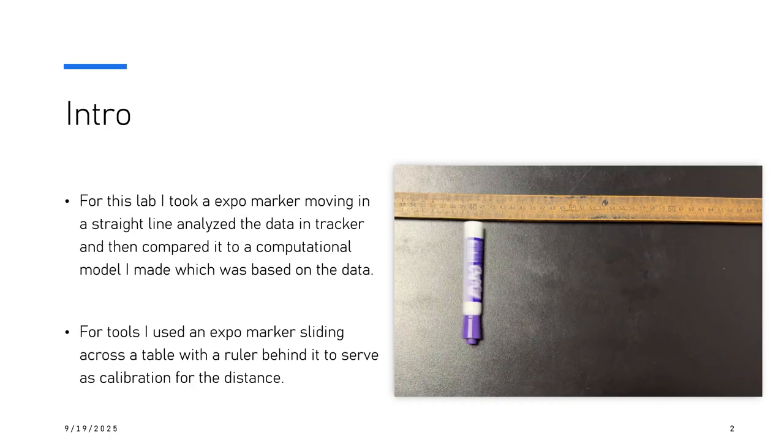For this experiment, I recorded the motion of an expo marker rolling across the table. I made sure that the motion was one-dimensional and captured the object moving across the screen without moving the camera. I also placed a calibration stick in the video so Tracker could measure the distances accurately.